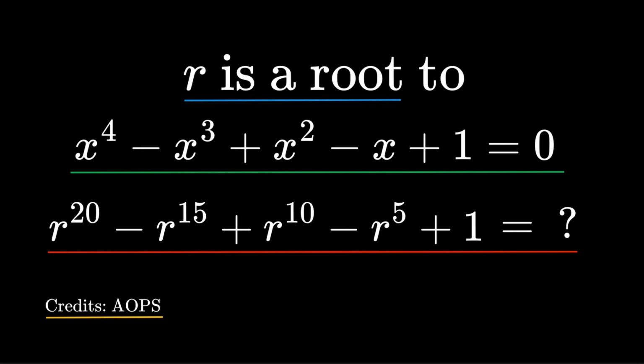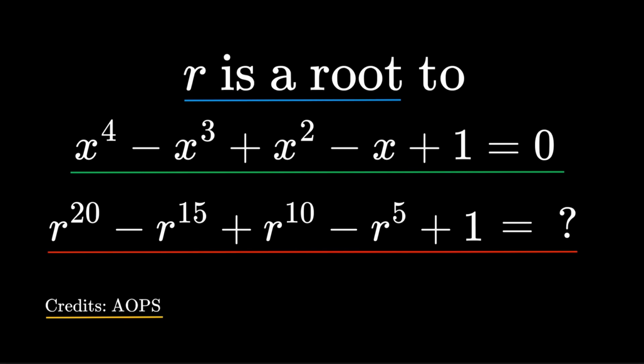R is a root to the following quartic equation: x to the fourth minus x cubed plus x squared minus x plus 1 is equal to 0. And we're asked to get the value of the expression highlighted in red. Credits to the Art of Problem Solving community for this item.